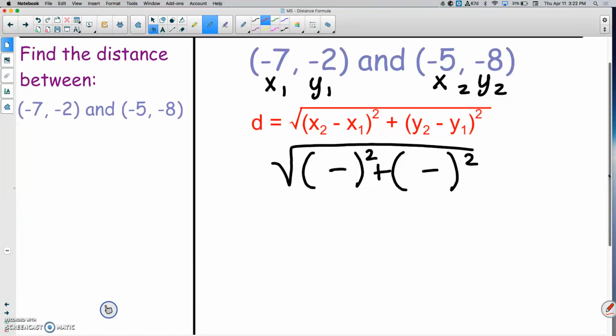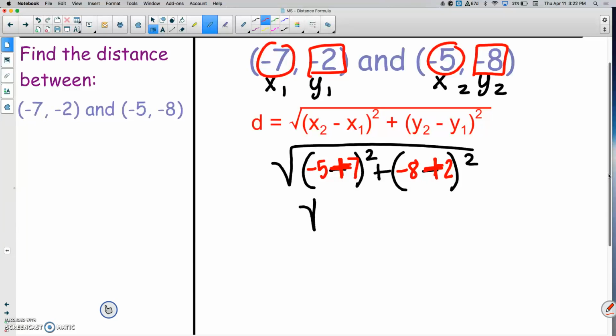So x2 this time is -5. x1 is -7, so that one's turning into a plus. And then y2 is -8, y1 is -2. So again, that one is turning into a plus.